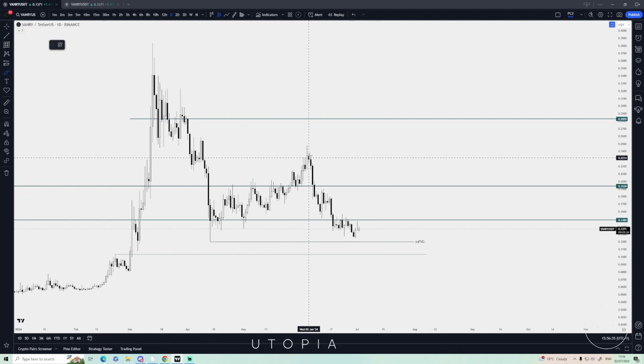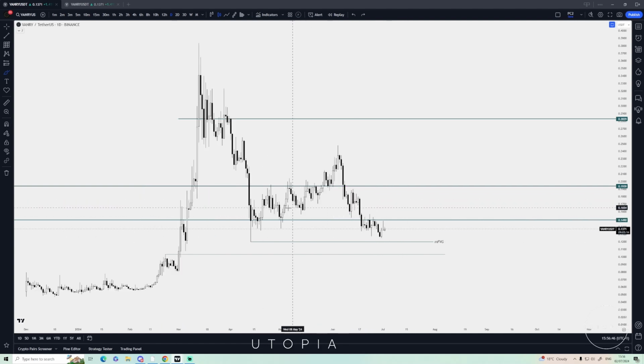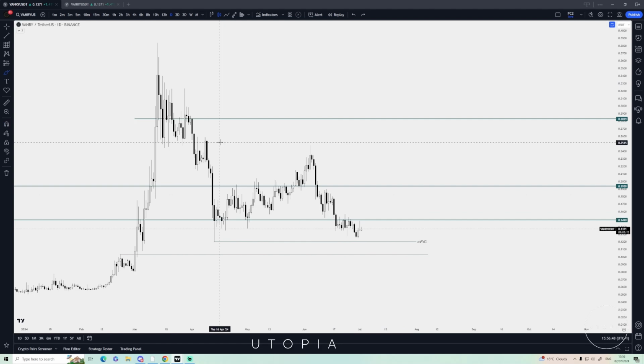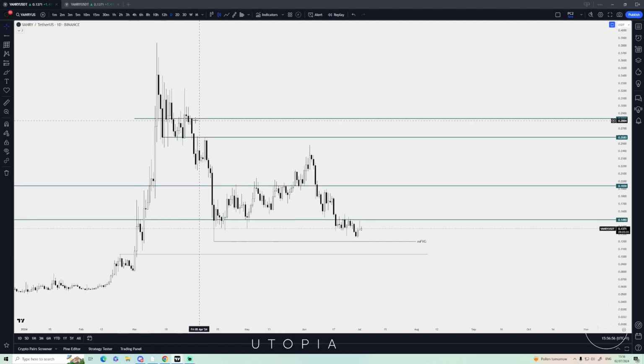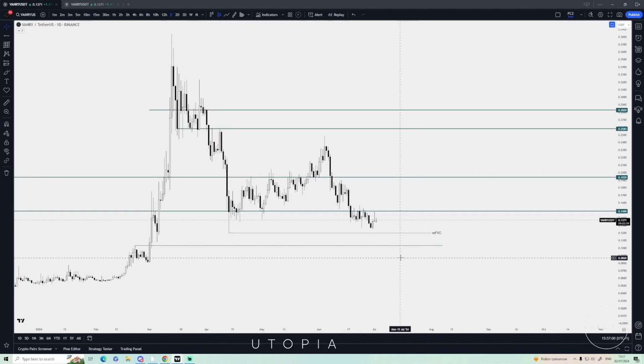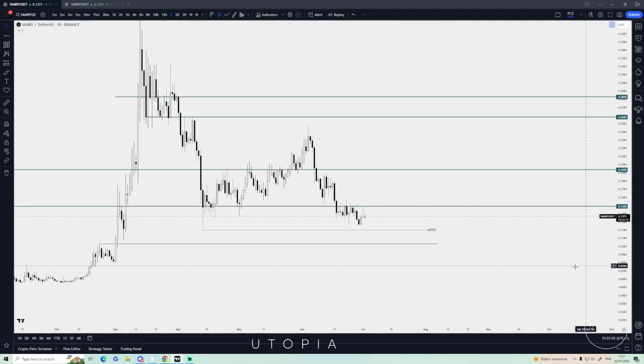We had an attempt to break from that range back in May and June, and failed to do so, accepted back inside the value and traded towards range lows. So clearly we've got some levels up here to work with as well, and that's that monthly resistance up there.